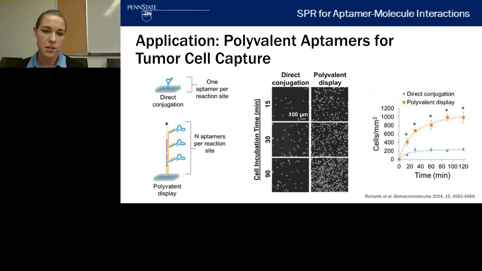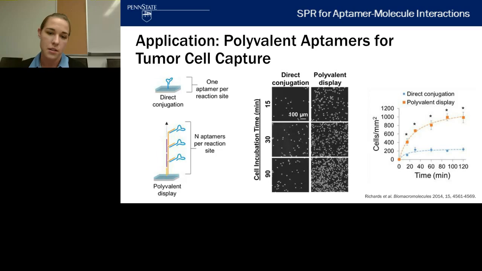So we can use this polyvalent aptamer system to increase the ligand display for the capture of circulating tumor cells. So in this case, the aptamer is specific for a surface receptor on a circulating tumor cell line. And we can compare the surface reaction sites with one aptamer per reaction site, which we call direct conjugation, to multiple aptamers per reaction site in our polymeric display. And this is done on a hydrogel surface.